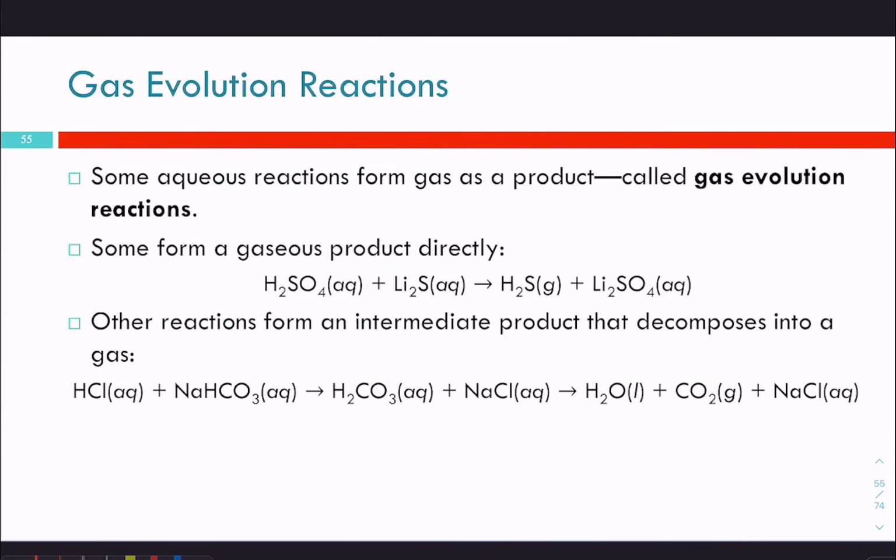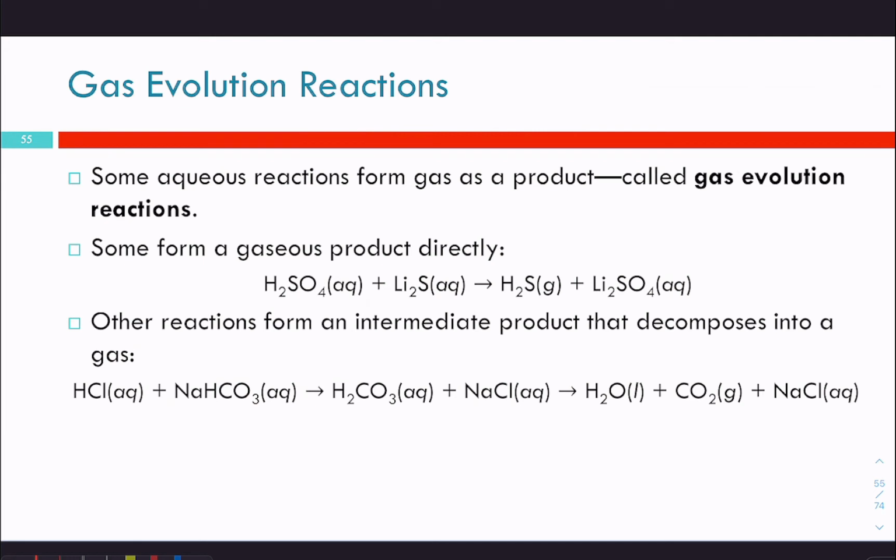All right. So at this point, we've kind of covered most of the stuff. We're just going to talk about some more specific types of reactions. Some of the more tricky reactions are the gas evolution reactions. So in a gas evolution reaction, some of them you get a gaseous product directly. So H2S is a gas, hydrogen sulfide. But other reactions form an intermediate product that decomposes into a gas.